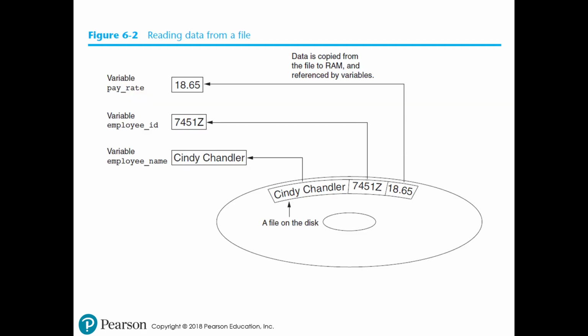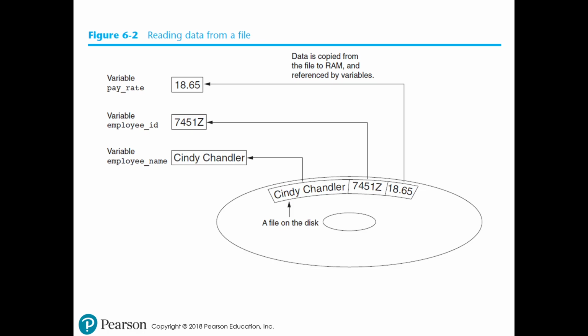All right. So here we have a pictorial representation of the file on disk again. In this case, we're going to read from the file into the variable. So we have these variables, name, ID, rate.